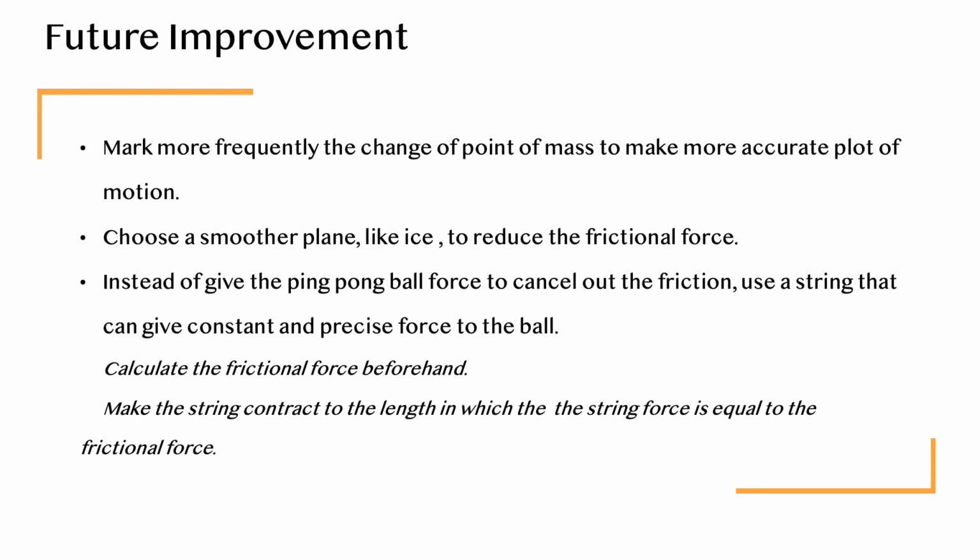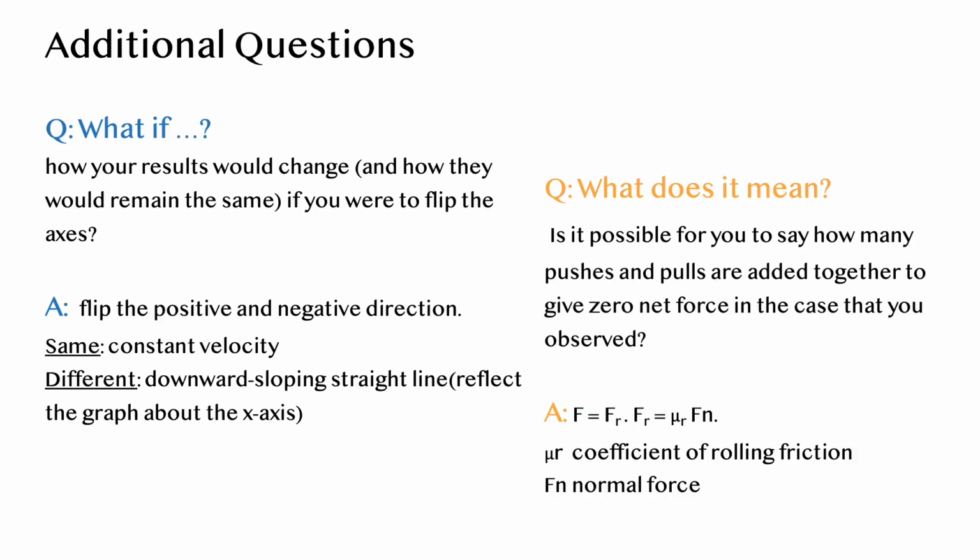And third is, instead of giving the ping pong ball a force by myself, I want to use a string that can give constant and precise force to the ball. In order to do this, first I have to calculate the frictional force beforehand, and then I will make the string contracted to the length in which the string force is equal to the friction force, and then it puts force on the ping pong ball.